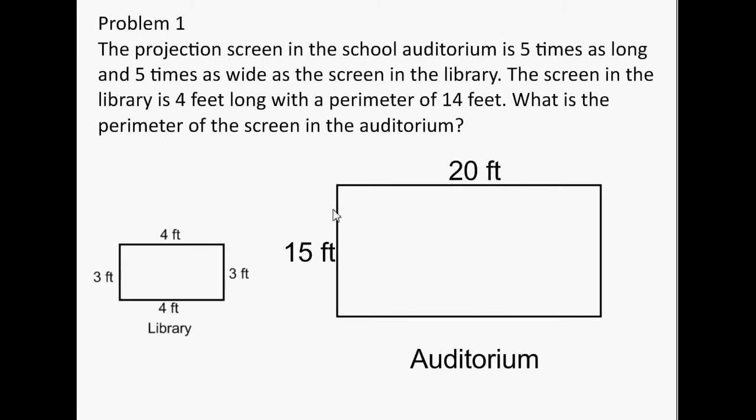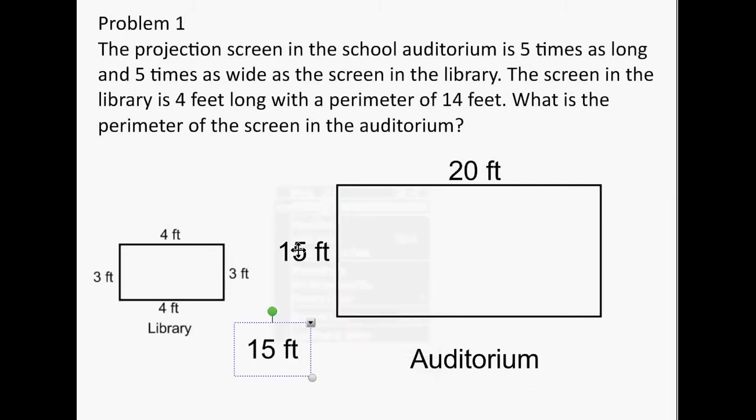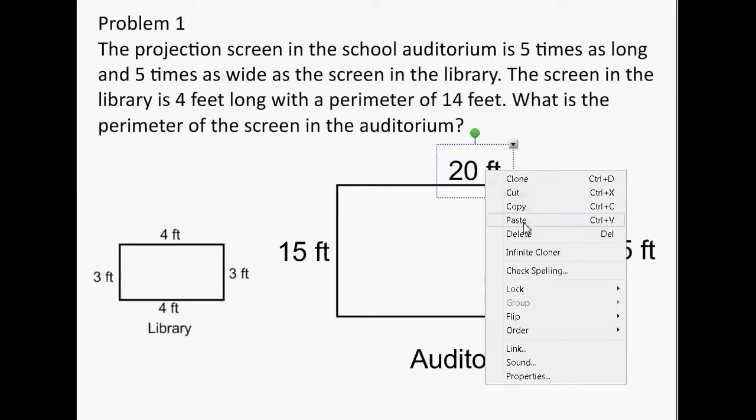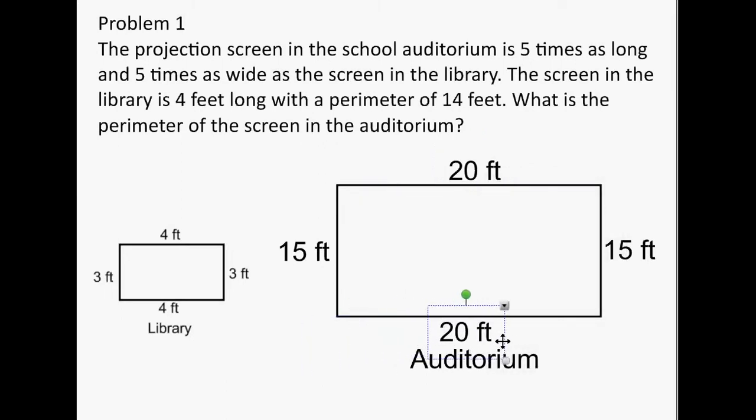Well, that's not the rest of the problem. The rest of the problem says, what is the perimeter? So we have to figure out that this is 15. So we know that the other side is 15. And we know that the top here is 20. So we know that the bottom here is 20. So remember what we know about perimeter. Perimeter is going all the way around the object. So we know that this one was 14. So let's go all the way around this one.